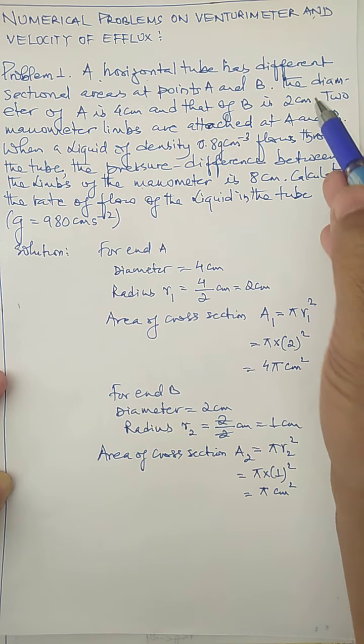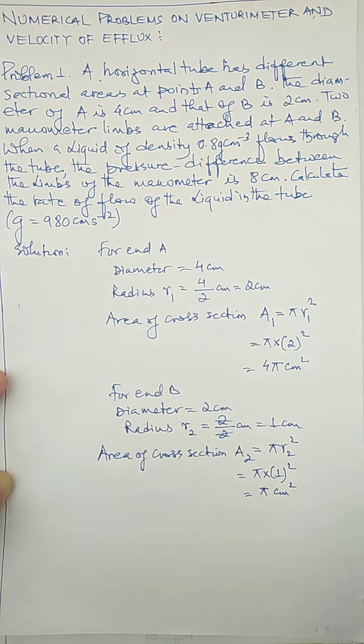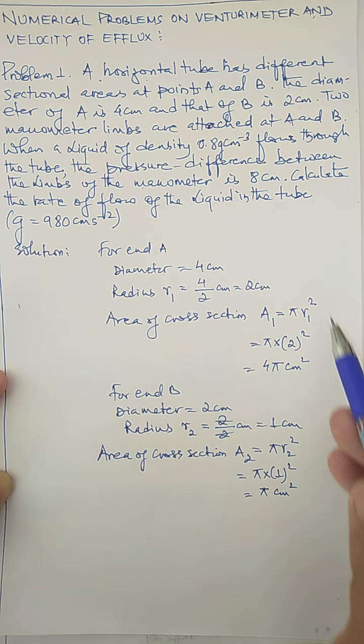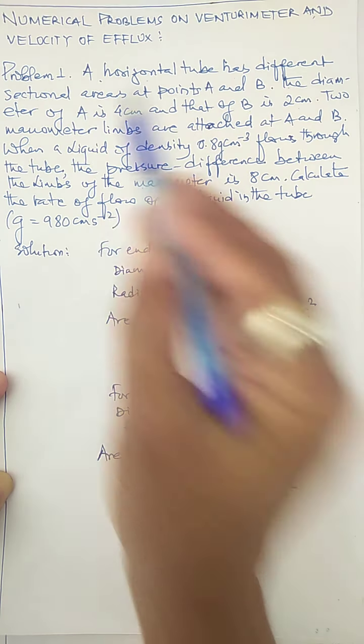Now after this the question mentions 2 manometers. There is an instrument called a manometer. It is U-shaped, and this manometer is always used to measure the pressure difference acquired by the liquid at 2 different ends. So definitely when the liquid flows through the tube, there is a difference in pressure acquired by the liquid, and this difference in the pressure acquired by the liquid is measured by the device called a manometer.